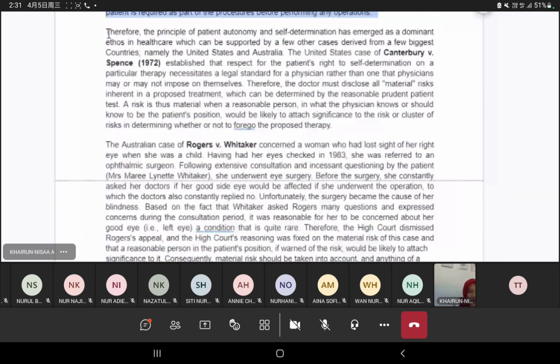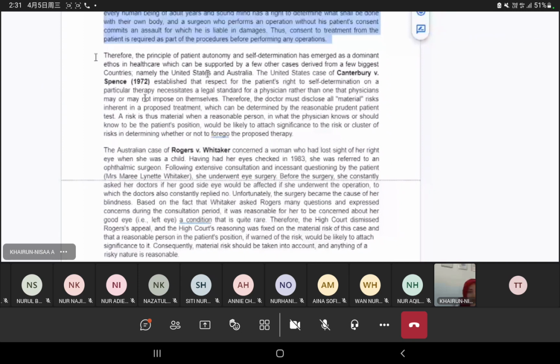And then now you are giving me a few cases. You're giving me the position in the US first. The United States case of Canterbury and Spence established that respect for the patient's right to self-determination necessitates a legal standard for a physician, rather than one that physicians may or may not impose on themselves. So the doctor must disclose all material risks inherent in a proposed treatment.